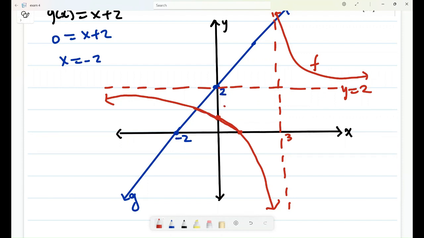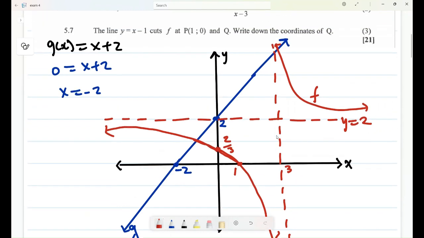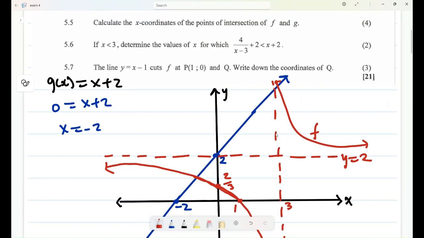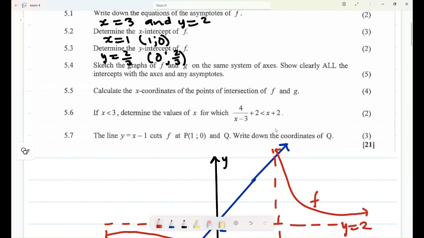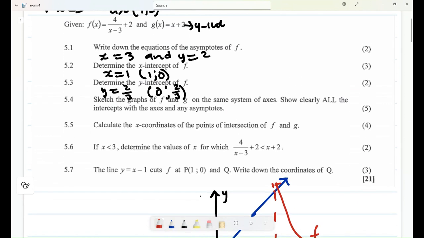Then let's label this as 2 divided by 3. Let's label this as 1. So this is what was expected from us in terms of drawing. I believe you're following, and I strongly believe you're following. For 5 marks, this was worth it. Oh yes, it was 5 marks. Now, 5.4, we are done with this.